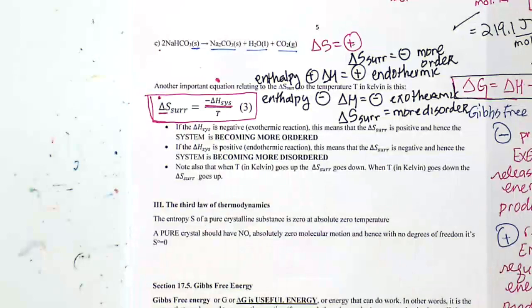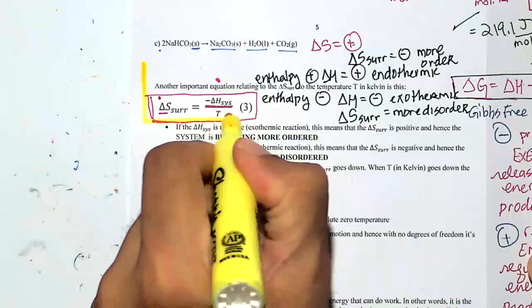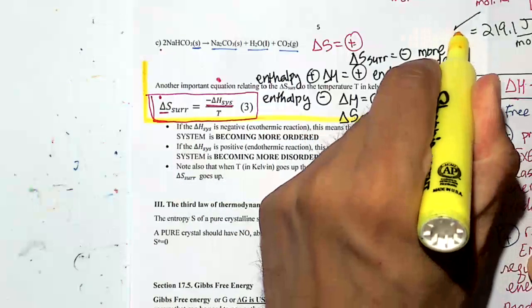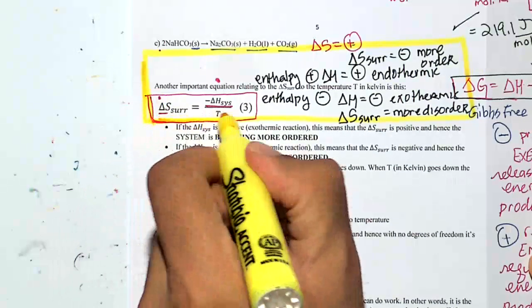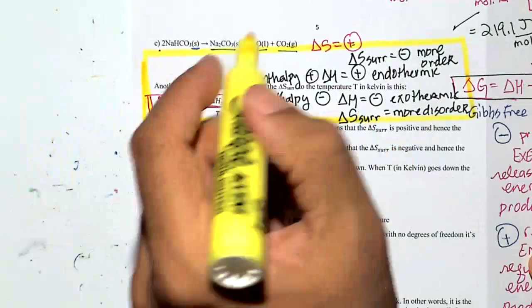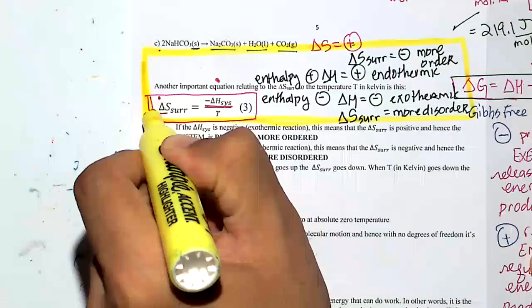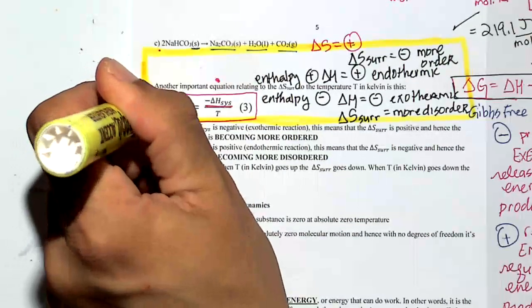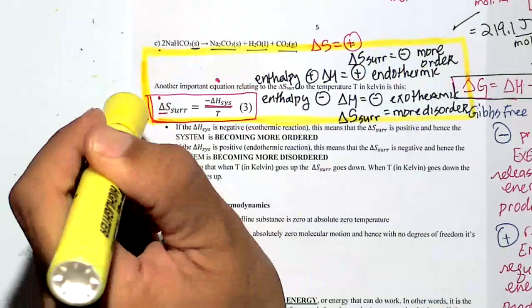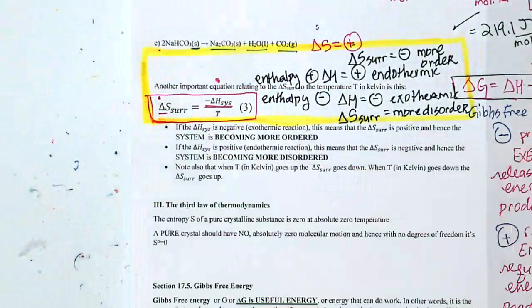So this is coming from this equation right here. Entropy of the surroundings, enthalpy of the system.